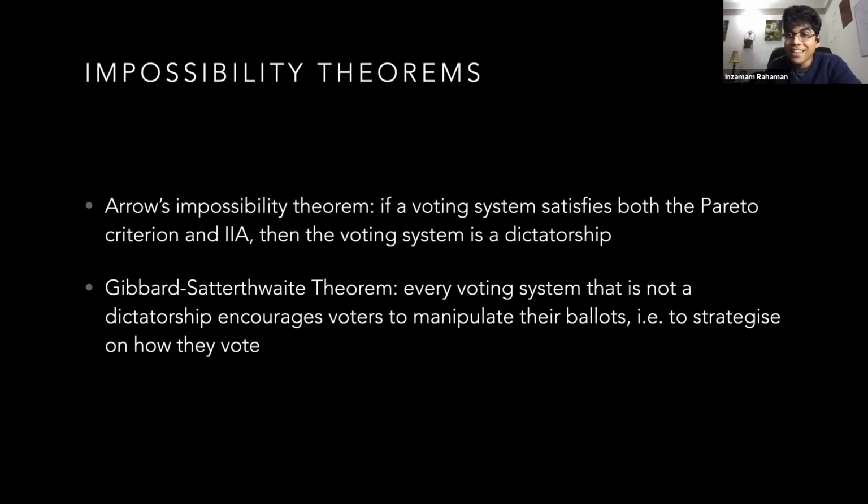And he proved something that freaked a lot of people out. He proved that if a voting system is Paretian, right, it satisfies the Pareto criterion, and IIA, then that voting system has to be a dictatorship, right? And it's like, okay, well, that's not great. And then soon thereafter, Gibbard and Satterthwaite proved that every voting system that is not a dictatorship encourages strategic manipulation and strategic voting. So that's not exactly great, right? That pretty much says that democracy is one big sham, if you think about the deeper implications of it, which is kind of unpleasant.